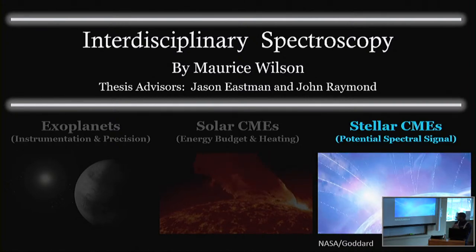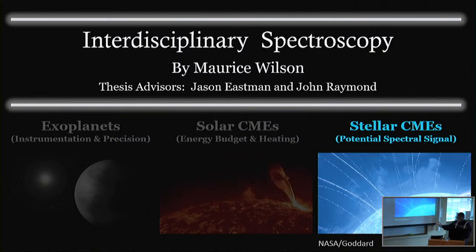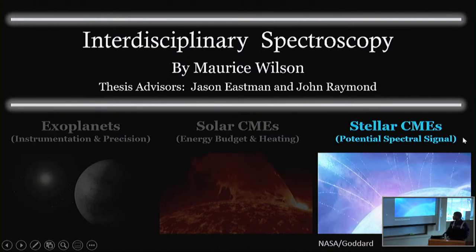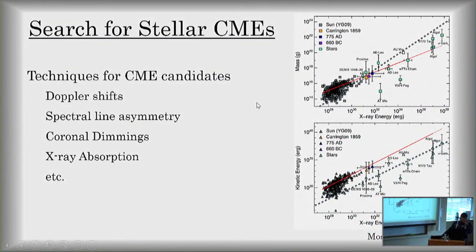Lastly, for my thesis, I worked on extrapolating the knowledge that I've gained from these solar CMEs onto trying to detect stellar CMEs. Stellar CMEs are very difficult to detect, more specifically difficult to confirm that you have a detection. So the search for CMEs usually includes a variety of techniques: Doppler shift information from the star that you're looking at, spectral line asymmetry, coronal dimmings of the star, X-ray absorption seen while observing the star as well.